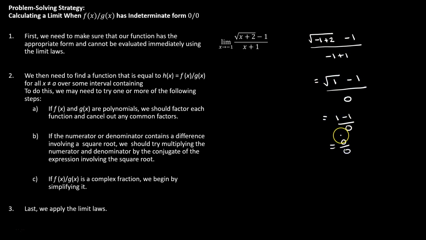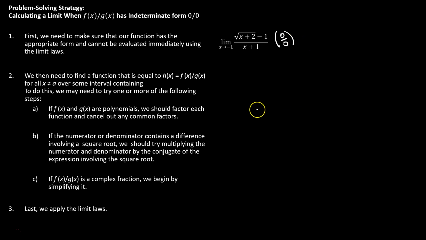And sure enough, we do arrive at an indeterminate form, which means we need to use some clever algebra to get us out of this mess. Moving on to step 2, we want to find that twin function that looks just like our function but doesn't have the problems at -1.